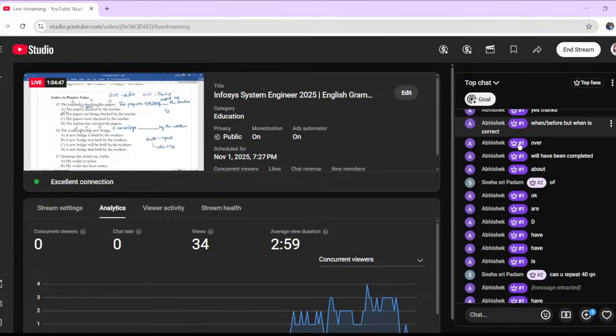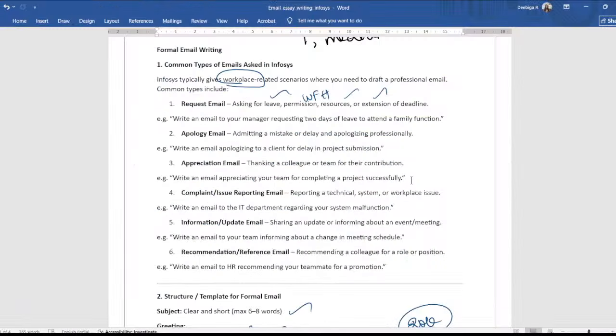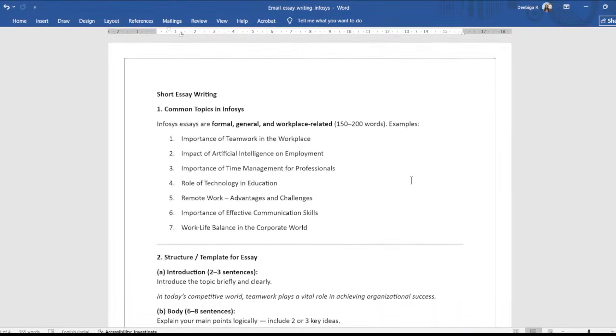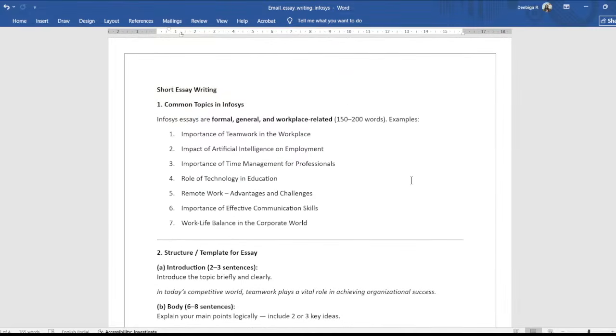Now let's go to the next one, and that is short essay writing. They might ask you to write an essay of 150 to 200 words. Infosys essays are formal, general, and mostly workplace related. These are some of the example topics that I've given you: importance of teamwork, impact of AI in employment, time management, technology, remote work.